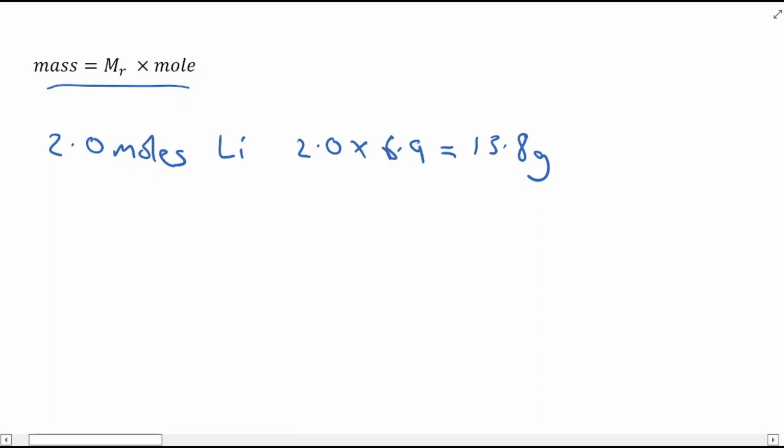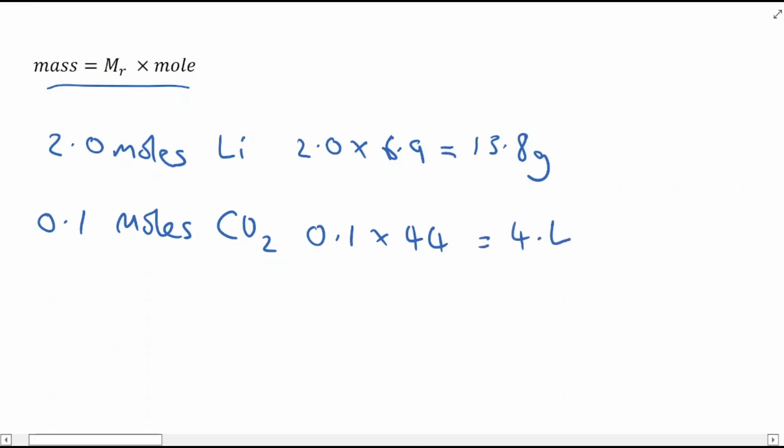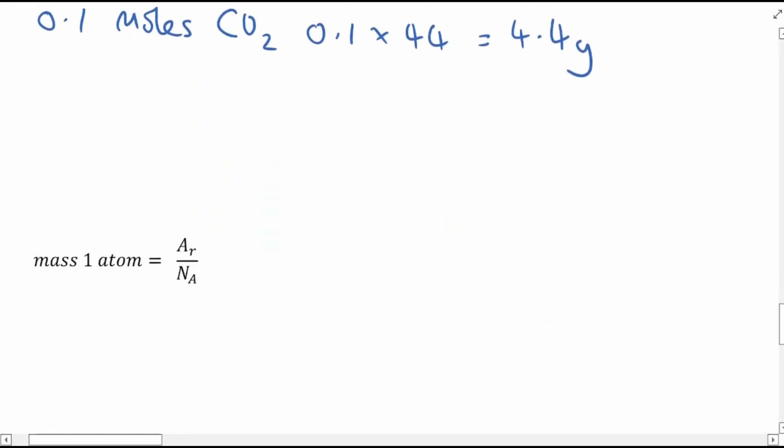I can have less than 1 mole, and I can have multiple things. So what about 0.1 moles of CO2? So I can go 0.1 times 44, which is the relative molecular mass of CO2. That would give me 4.4 grams. It's pretty straightforward.